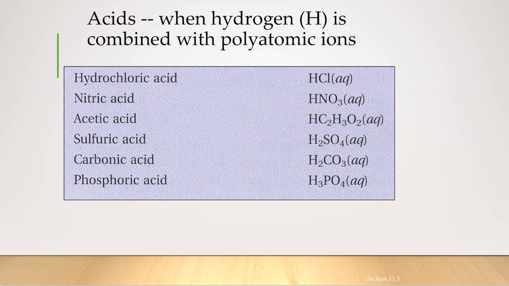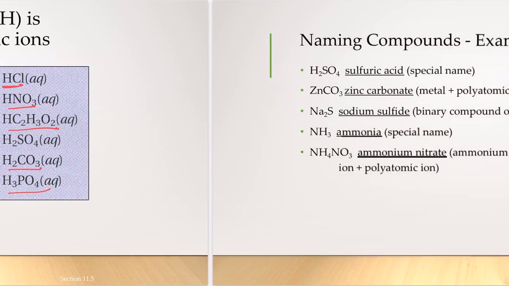Now let's see how we are going to name acids. When hydrogen is combined with polyatomic ions, you're going to have different acids. Say for example, HCl is hydrochloric acid. HNO3 is nitric acid, and this is acetic acid and sulfuric acid, carbonic acid, and phosphoric acid. All of these need to be memorized.